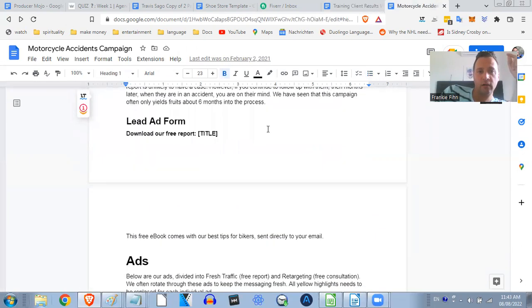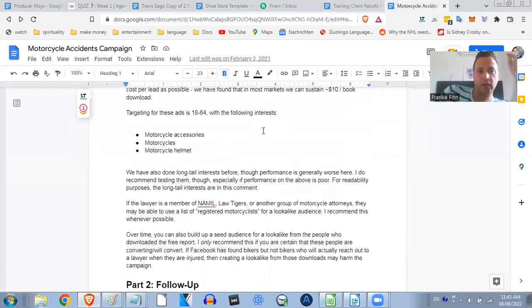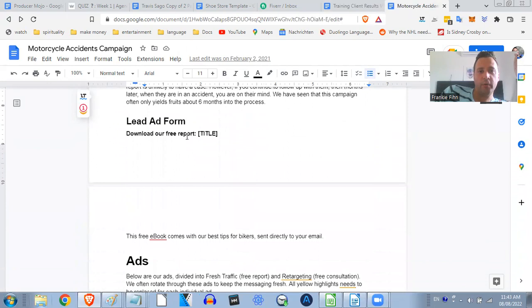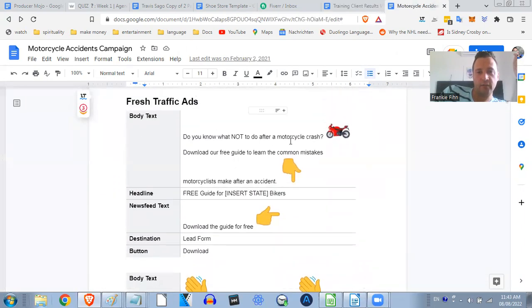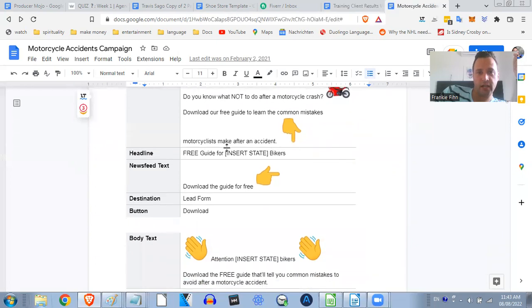ad for a motorcycle book. This was his targeting. We target motorcycle people, people who drive motorcycles, people who have motorcycle accessories, motorcycle helmets. We have a whole bunch of follow-up, but basically we're running lead ads that look like this. Do you know what to do after a motorcycle crash? Find out the common mistakes. Headline: free guide for insert state bikers. So we had all the ads templated.